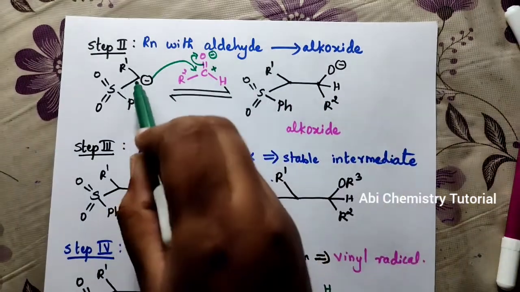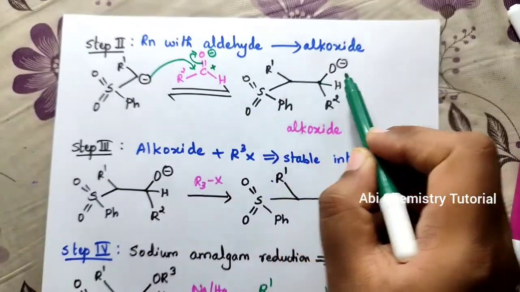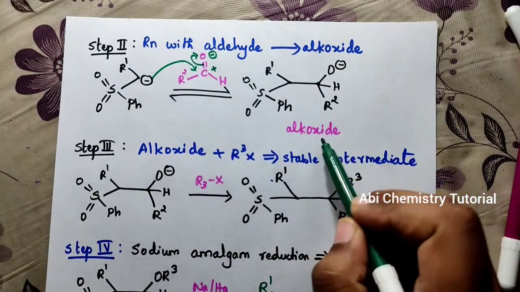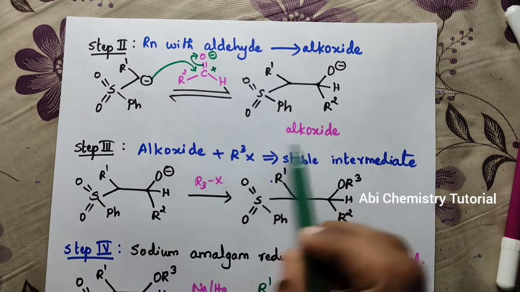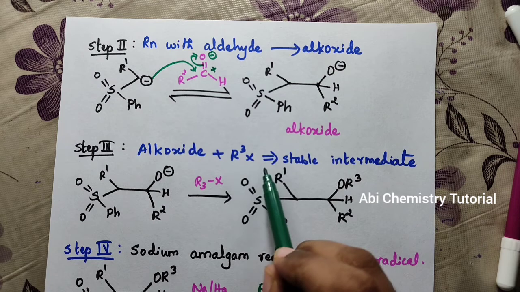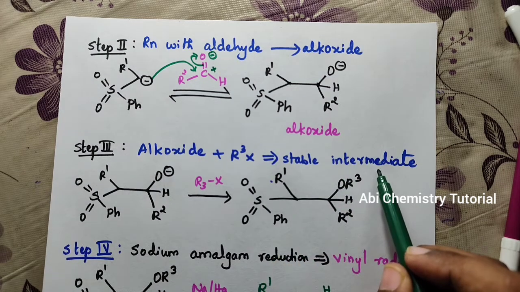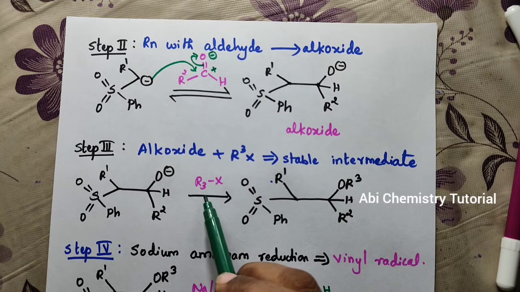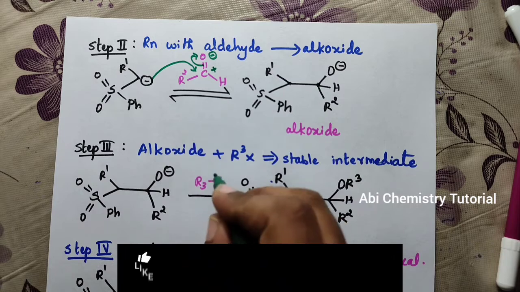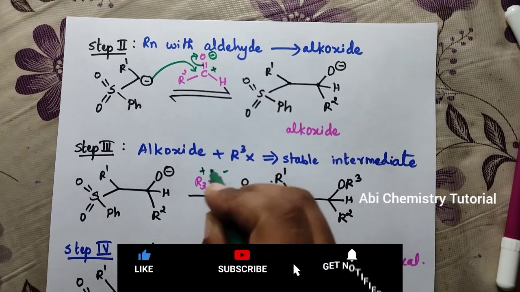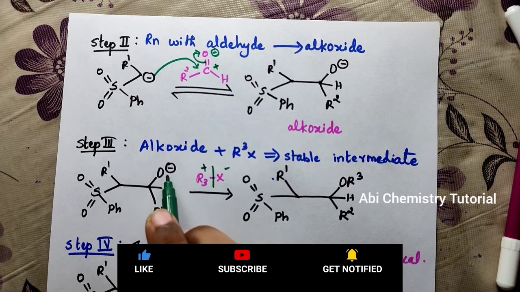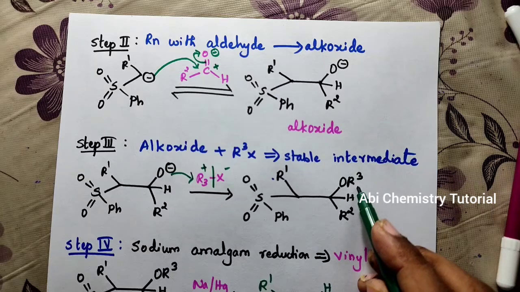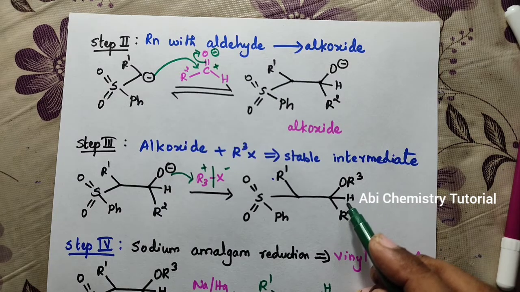Here you can see the same compound, carbon, carbon, oxygen O minus, H and R2, same as in the aldehyde. So this is an alkoxide. Step 3. This alkoxide reacts with an alkyl halide to form a stable intermediate. Here you can see this alkoxide is reacted with this alkyl halide. When this alkyl halide splits, you get R plus and X minus. This R plus goes with this oxygen to form a bond, so OR3, as you can see here. This is a stable intermediate.